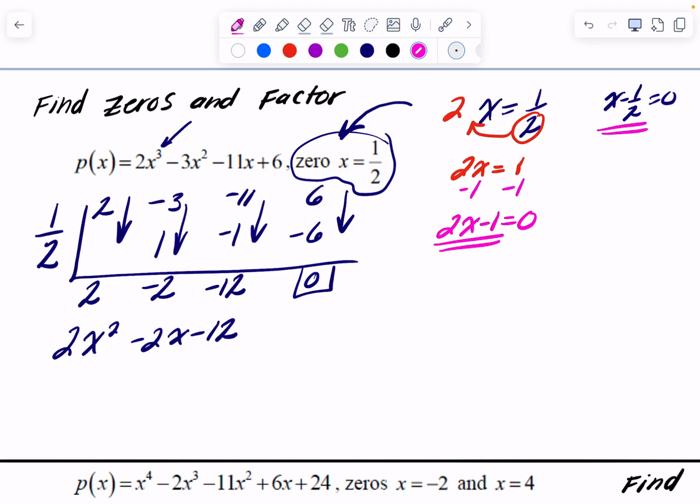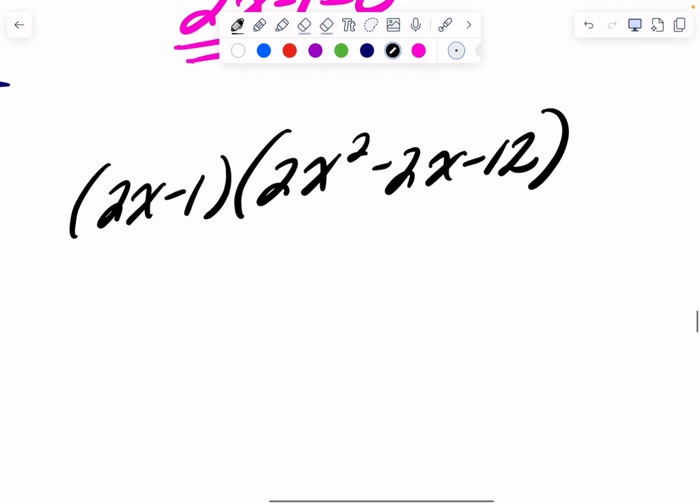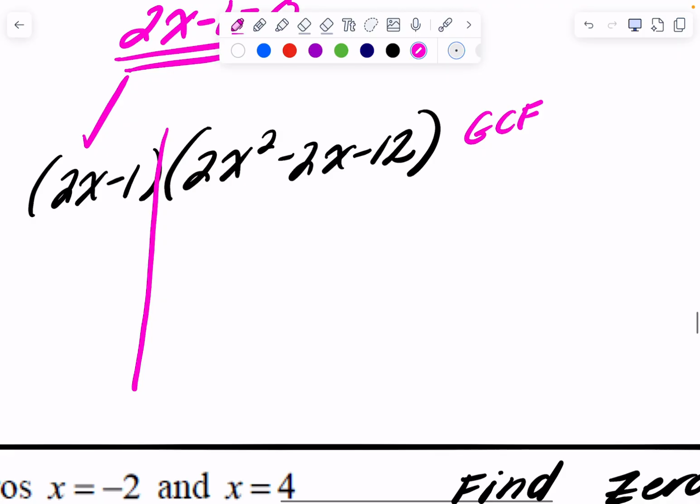So to be clear here, we have the factor of 2x minus 1 and 2x squared minus 2x minus 12. That doesn't mean I'm factored completely. That's just so far. Are we all good? Then you're going to say, okay, does this factor further? So I'm good with the 2x minus 1. I'm ignoring it. Isn't there a GCF? Then I'm definitely going to pull that out so I can hopefully quick factor if it ends up factoring.